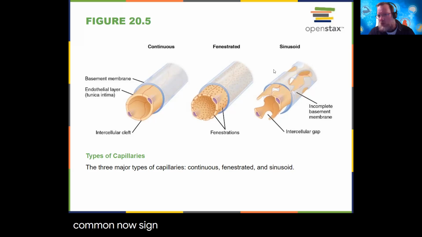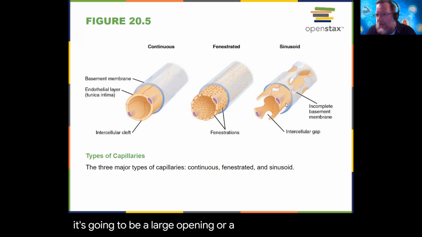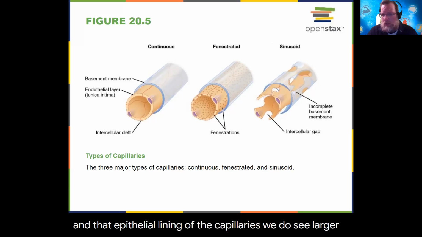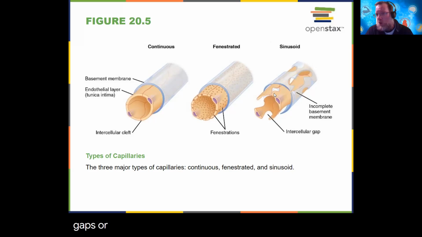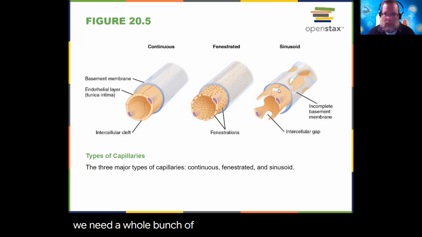Now, sinusoids, little sinuses, and a sinus is some sort of opening or a room, typically, we think of. In this case, it's going to be a large opening or a large gap. So in the epithelial lining of the capillaries, we do see larger gaps or holes or pores called sinusoids. Now, why would we need something that looks like this? Well, probably because we need a whole bunch of blood to get dropped off.